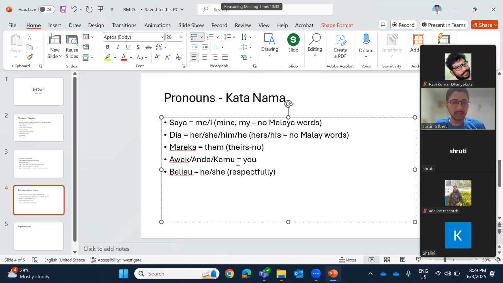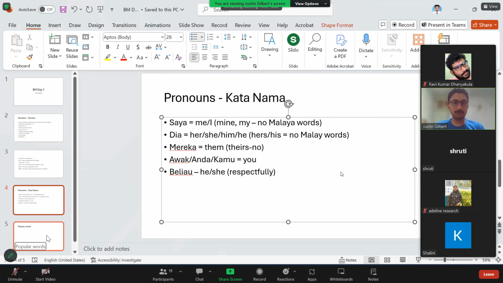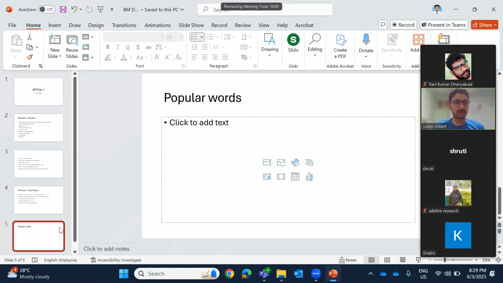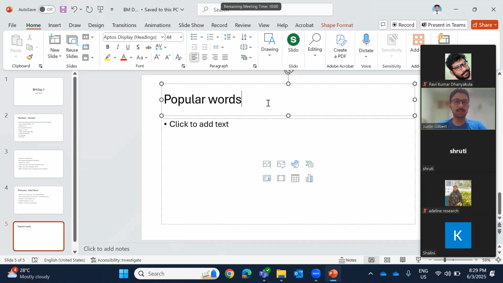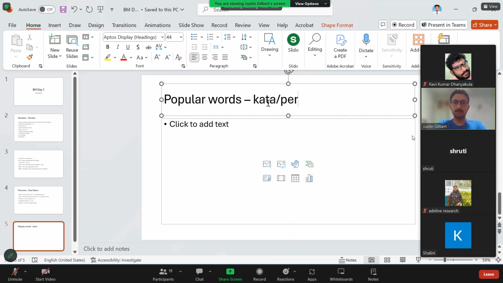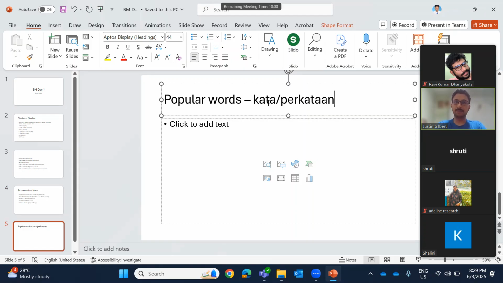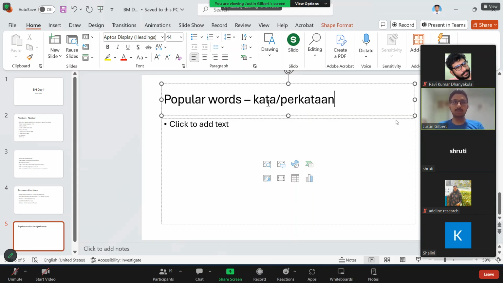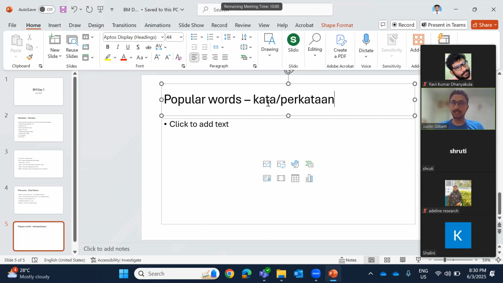Okay, and for now, I think these pronouns are enough. But what I want to do is look at popular words. Anyone knows what "words" means in Bahasa Malaysia? Anyone can translate words? Kata. Okay, either kata or perkataan. So at this point, I want you to notice that all the words that I've pronounced so far, especially the words ending with A, the sound also is A.